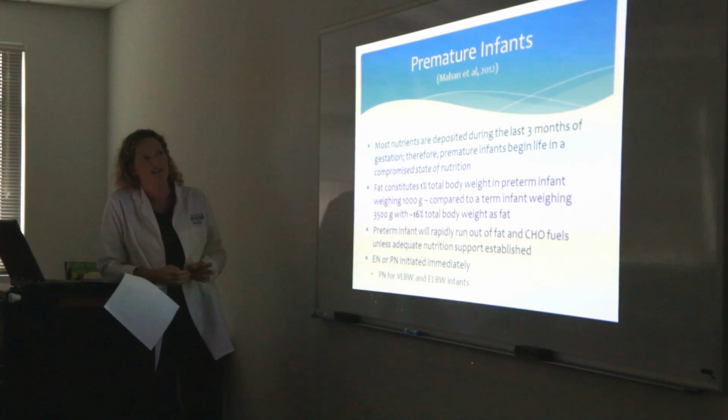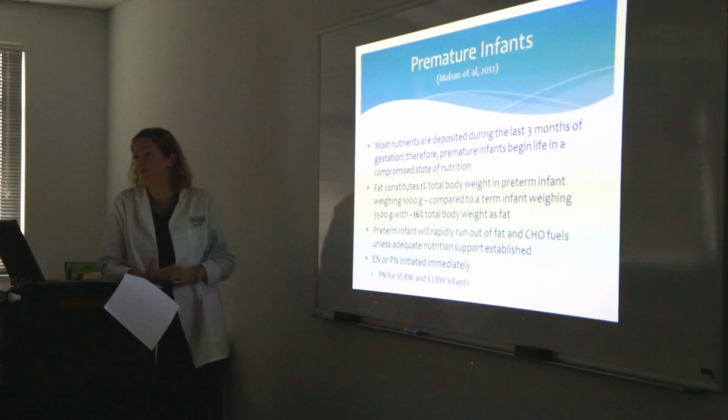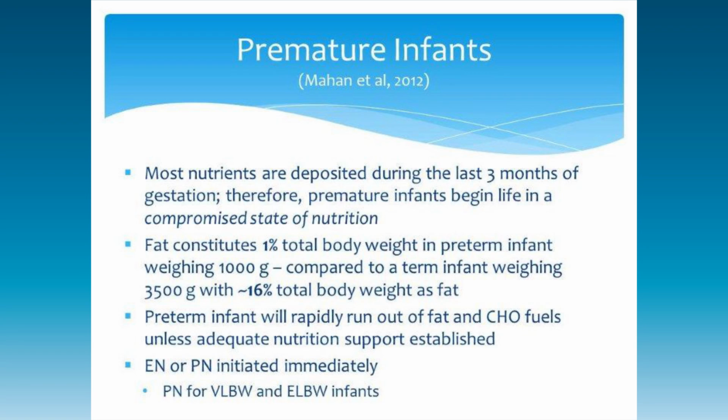Okay, so most nutrients are deposited during that very last trimester of pregnancy. So if you have an infant that's born prematurely, they're born in a compromised state of nutrition because they're not getting most of those nutrients in that last trimester. For example, fat in a preterm infant weighing only about 1 kilogram, they're only going to have about 1% total body fat. But a full-term infant weighing 3,500 grams would have 16% body fat. So that's a huge difference. They just don't have those stores that a full-term infant is born with.